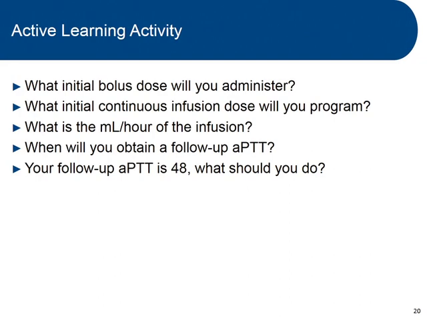So tell us what that mLs per hour will be, and then let me know when you're going to obtain a follow-up APTT. And I'm telling you that your follow-up APTT that you obtained at the appropriate follow-up time is going to be 48. So I want you to look through that second page of the nomogram and basically explain what you're going to do at that point based on page 2 of the nomogram.